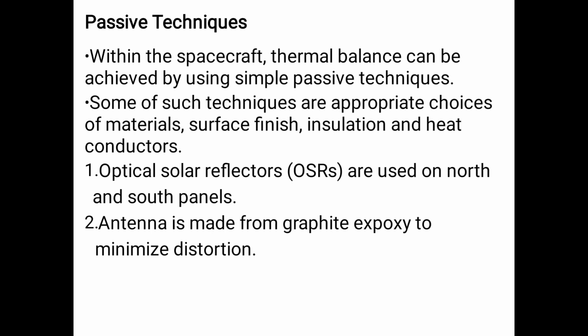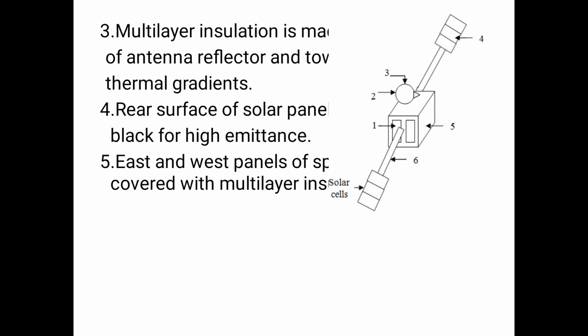Passive technique: within the spacecraft, the thermal balance can be achieved by using simple passive techniques. Some of such techniques are appropriate choice of material, finish, surface finish, insulation and heat conductor. Optical solar reflectors are used on the north and south panels. The antenna is made from graphite epoxy to minimize distortion.